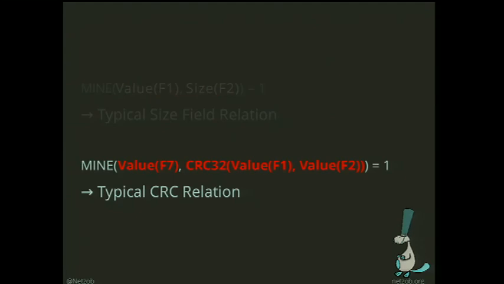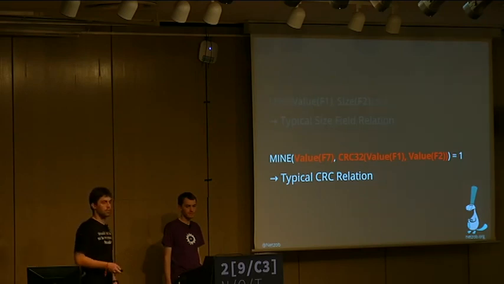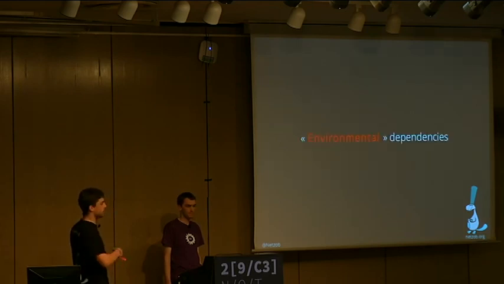We compute the correlation factor between the value of the field and the CRC32 of a set of fields. If it's a high score, it means it's the CRC relation. So that was for the normal relations in protocols.